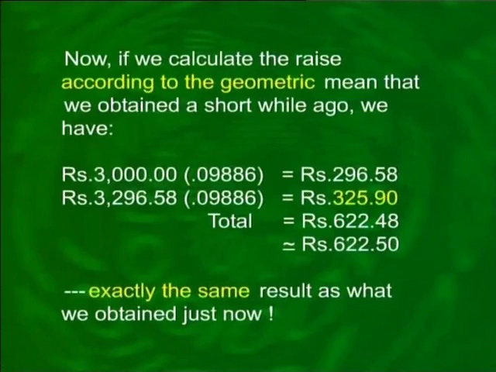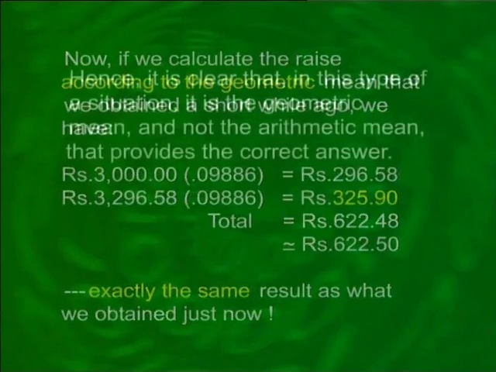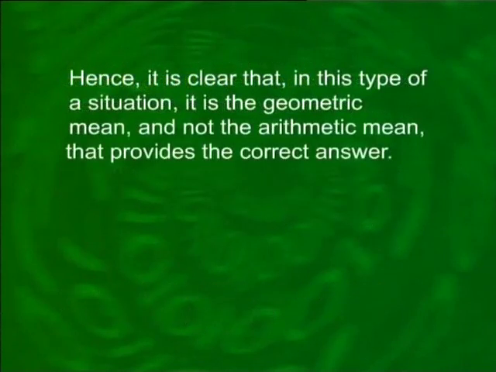And students, if we add these two increments, we obtain rupees 622.48 or 622.5, exactly the same as what we obtained just now when we added the actual two increments. Hence, it is clear that in this type of situation, it is the geometric mean and not the arithmetic mean that provides the correct answer.